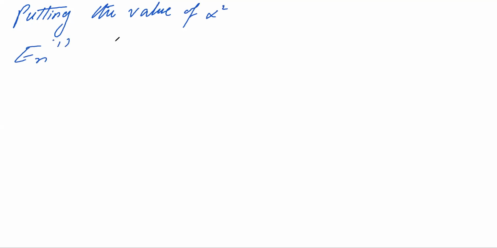So putting the value of alpha squared, we get E_n^1 is equal to 3 over 4 a over k squared h bar squared omega squared.